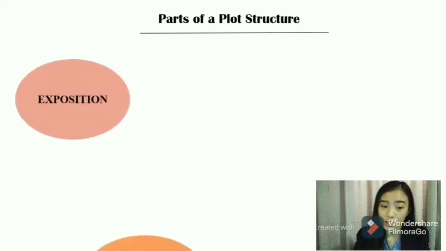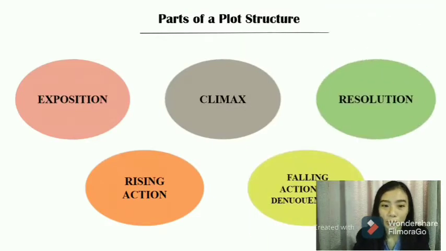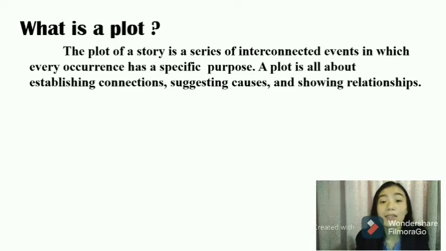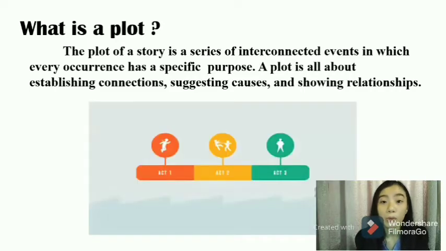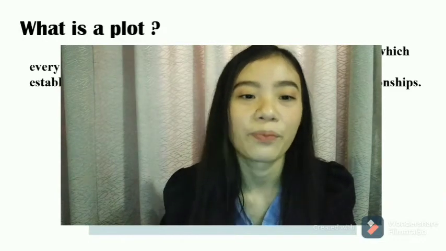Okay, let's go on. Our topic this morning is about parts of a plot structure. The parts of a plot structure are exposition, rising action, climax, falling action or denouement, and the resolution. But first, before we proceed, let us define what a plot is. The plot of a story is a series of interconnected events in which every occurrence has a specific purpose. A plot is all about establishing connections, suggesting causes, and showing relationships. So, in short, a plot is a sequence of events.